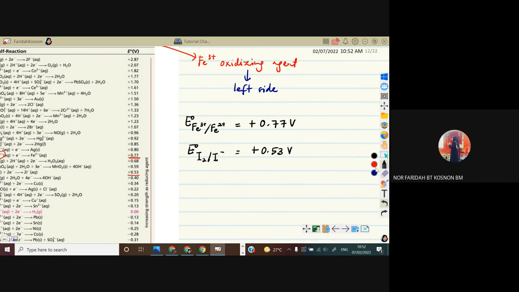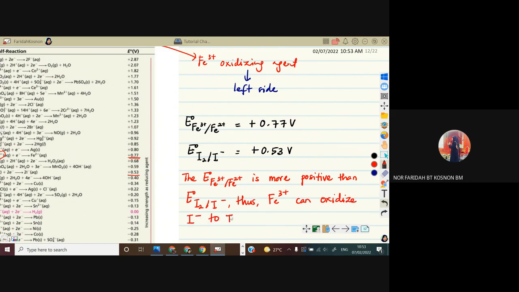Let me write the answer first. The standard reduction potential of iron 3+ is more positive, because we have to look for the more positive one. I mentioned earlier, to be the best or stronger oxidizing agent, right, class? More positive than the standard reduction potential of iodine. Thus, iron 3+ ion can oxidize I minus to I2, because the question asks you to predict. What is your justification?